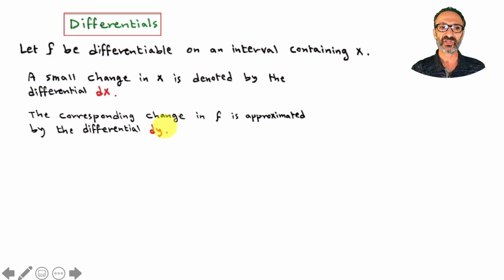The corresponding change in the y value in f is approximated by the differential dy. So instead of delta y over delta x, we call it dy dx, and that becomes the slope of the tangent instead of the slope of the secant. Now dy equals f prime of x dx. This is like a quick summary, then I'm going to slow down with the graphs.